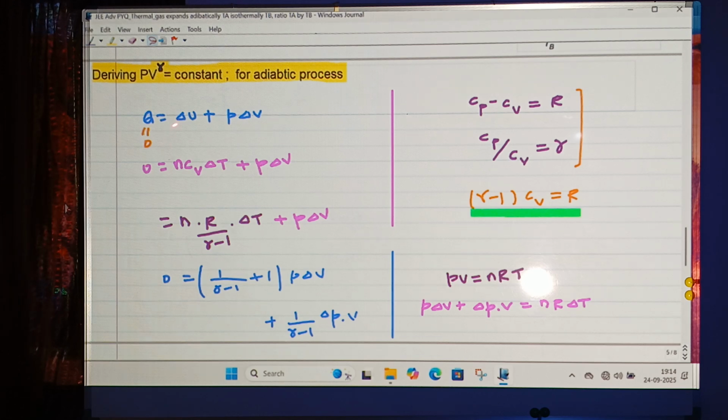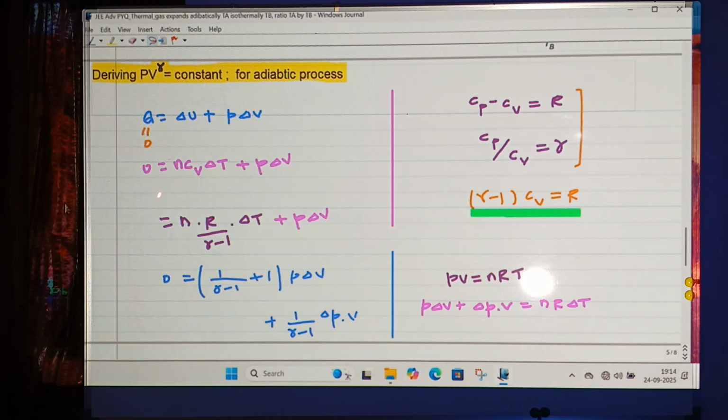So for adiabatic process, the heat supplied to the system is 0. Here it's a gas. There is no heat supplied or heat taken out. So Q, the heat transfer, is 0. So only the exchange between the internal energy and the work done. And internal energy is given as nCv delta T, where Cv is the specific heat of the gas under constant volume, and P delta V.